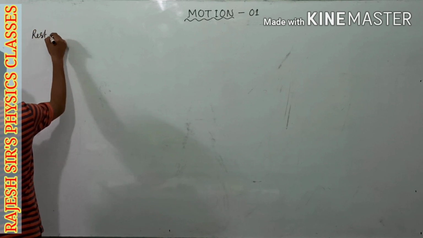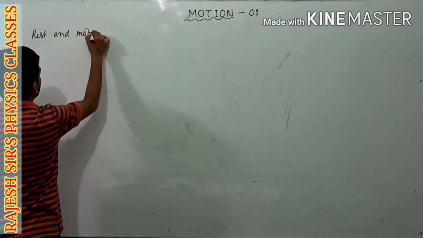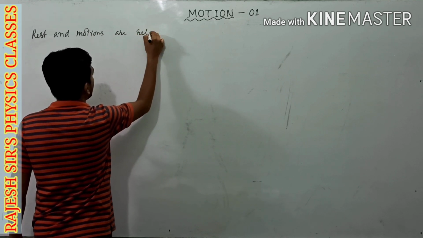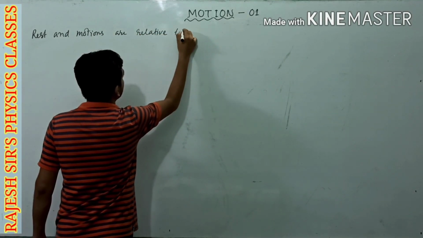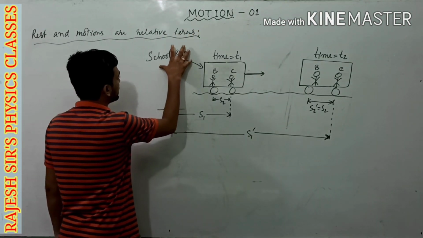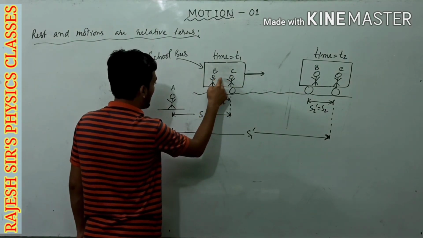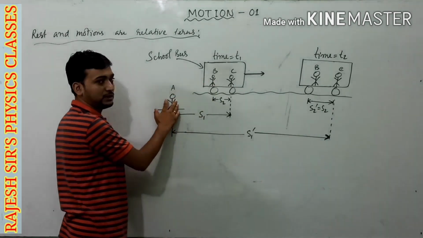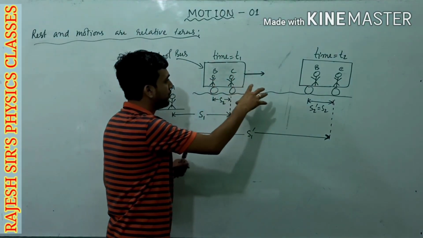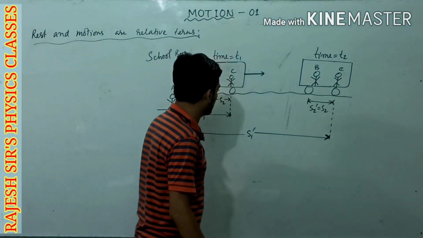Now we are going to explain one very important point. Rest and motion are relative terms. This can be explained with the help of an example. We are going to consider a school bus within which two friends are sitting, B and C, and one of their friends, A, is standing outside the bus. At time t1, the bus was here. Now it has shifted to a new position at a later time t2.